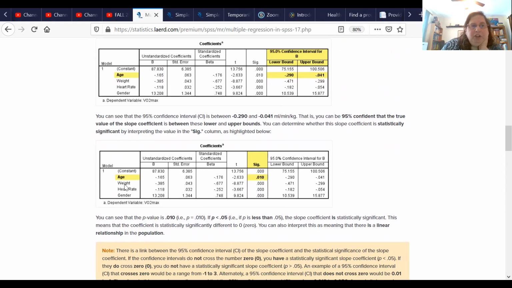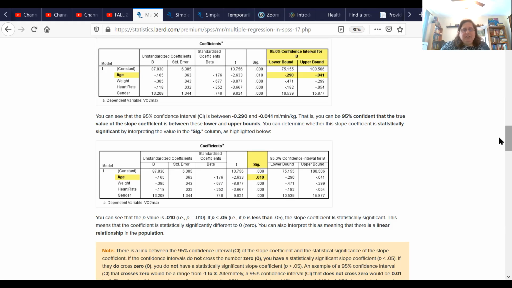And then we can look at the rest. We can look at weight, P less than 0.001. Heart rate, P less than 0.001, and gender, P less than 0.001. So we have a unique situation where all are significant. Now, if you're curious how important they are, we could look at these standardized coefficients, these betas, to compare. And we can see that gender and weight seem to be really important. And so is heart rate and age, but maybe a little less so.